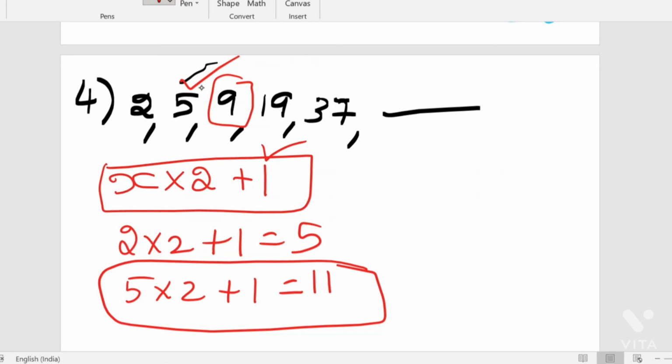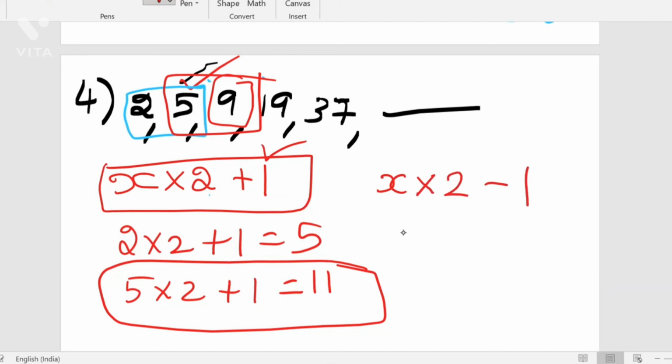So for the first one, that is 2 to 5, the pattern is x into 2 plus 1. Then for the second one, that is 5 and 9, something is different. So can we apply another formula? X into 2 minus 1. We'll try that. 5 into 2 minus 1, that is 10 minus 1. Answer is 9. Yeah, we got it.